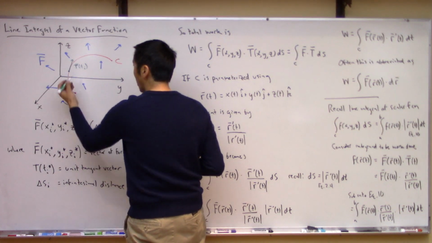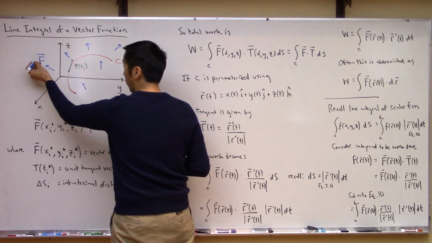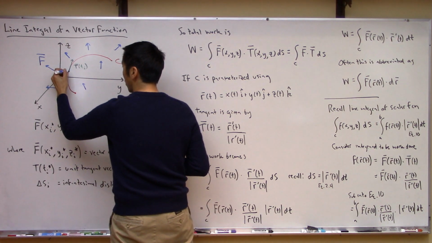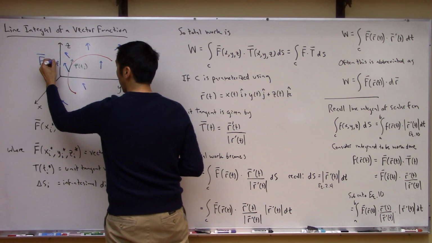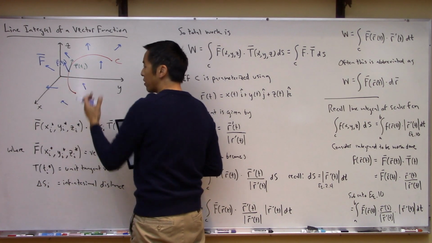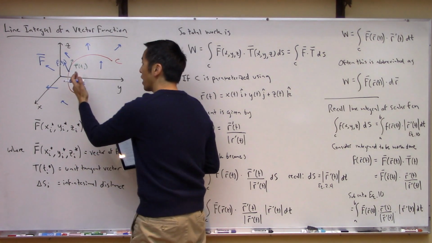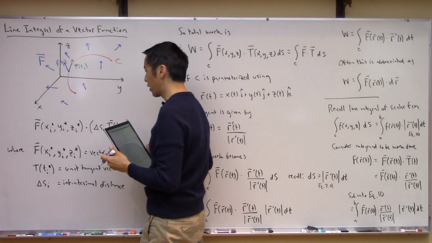And at the same time, there is some force field vector, some f bar vector, right? Maybe it's in some other direction at this point, right? So here's f at the point ti, okay? So as you can kind of see, there's going to be some work done by moving along this direction, which may or may not be aligned with the force vector, right?